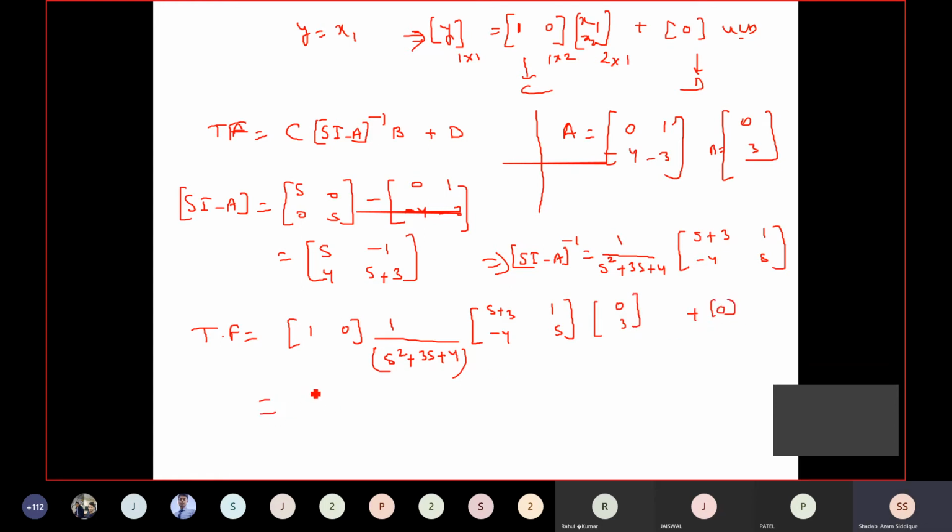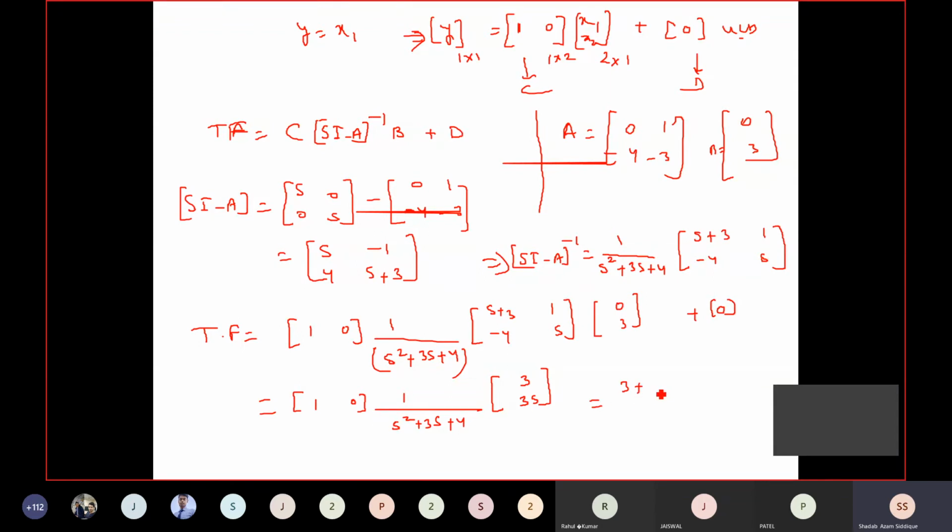Now just multiply these two. So 1 and 0 here as it is, and I have written s square plus 3s plus 4. Try to multiply these two. This row will multiply this column. So s plus 3 multiplied with 0 gives 0, and 3 into 1 gives plus 3. So this will be 3. Now another term, minus 4 into 0, 0, and this will be written as 3s. So this is 3s. Try to multiply these two again. This can be written as 3 into 1, so this will be 3. And plus 3 into s.